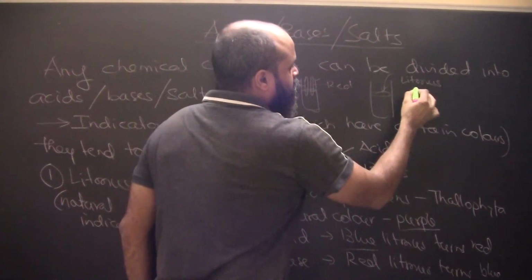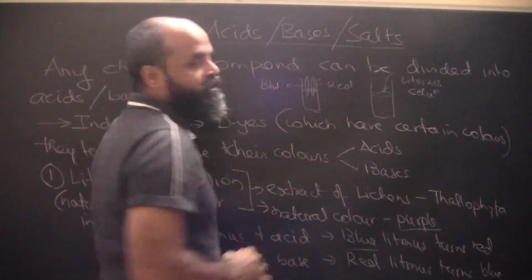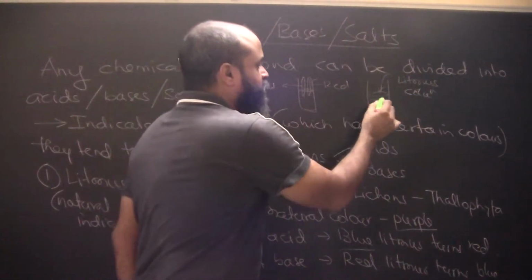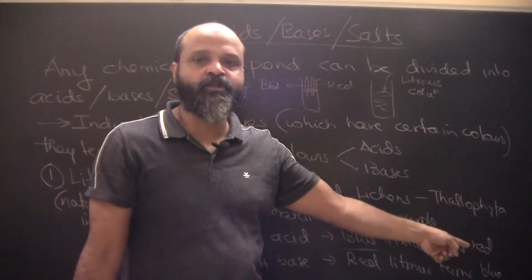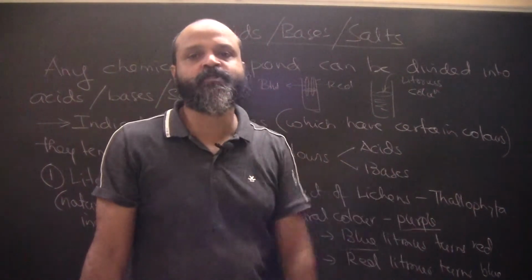We can also give litmus solution. When we pour litmus solution in this compound, accordingly it will change its color. So if we pour blue litmus solution, it will change to red. If we pour red litmus solution, it will change to blue, okay.